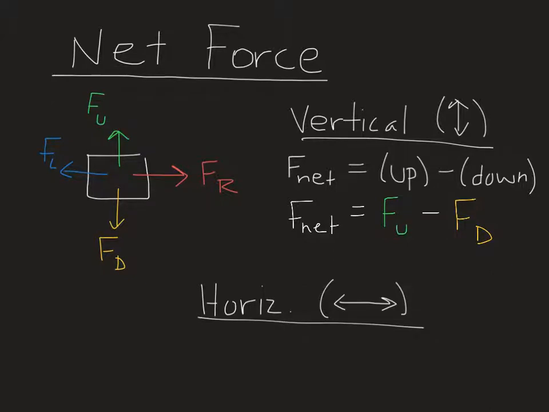Now let's do the same thing for the horizontal forces. So F net equals, we know on our fact sheet, it is all the left forces minus all the right forces. So all our forces pulling or pushing this way minus the ones pulling or pushing this way. Well, from our little diagram, our pretend example here, we know that the left forces are F L minus the right forces, which are F R. And that gives us our net force.